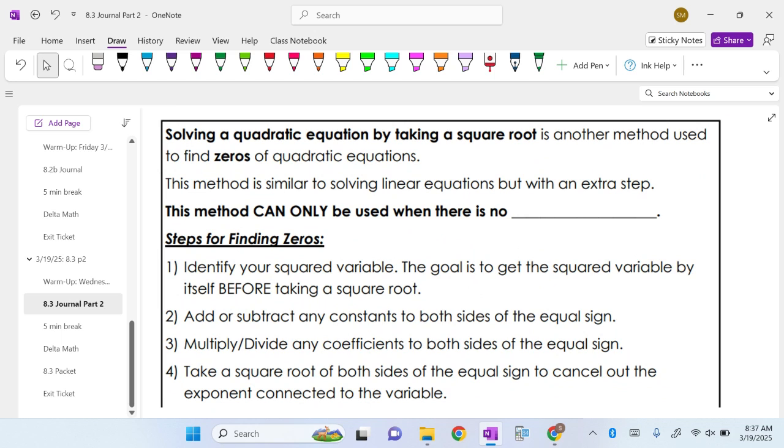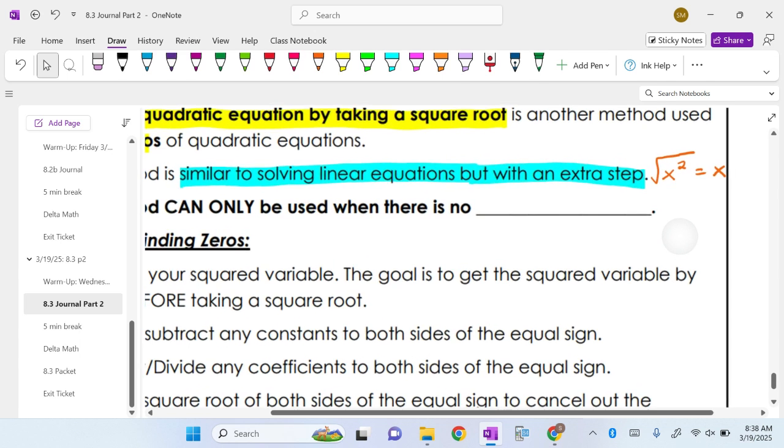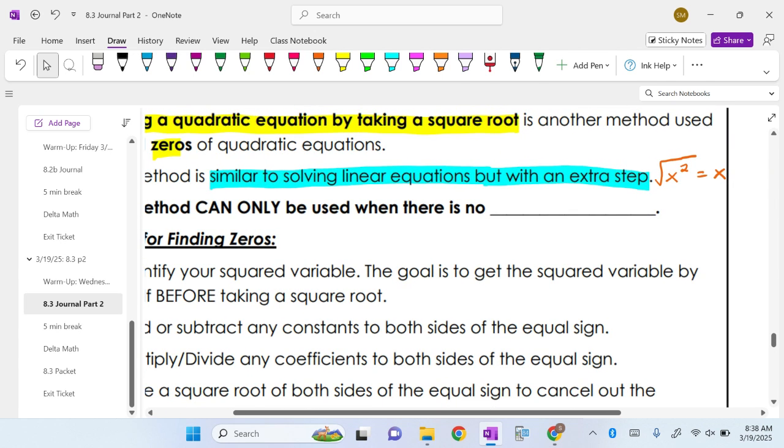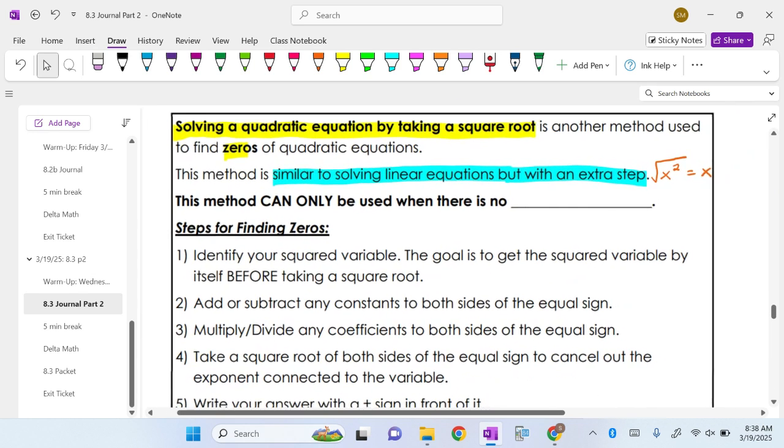But there is a constraint to this method. So when you're solving a quadratic equation by taking a square root, it's another method to find the zeros or the x-intercepts. And like I said, it's very similar to solving linear equations, but just has that extra step of taking that square root to undo the square. So remember, if you take a square root of x squared, that's equal to x. All right. So remember, that's what we're trying to do. We're trying to just get x. So at some point in our method, we're going to have to take a square root.